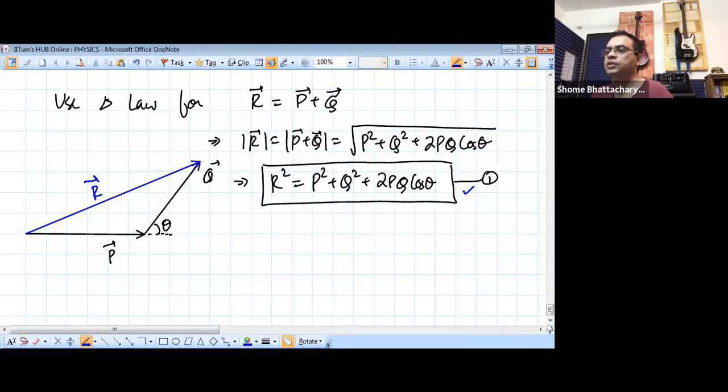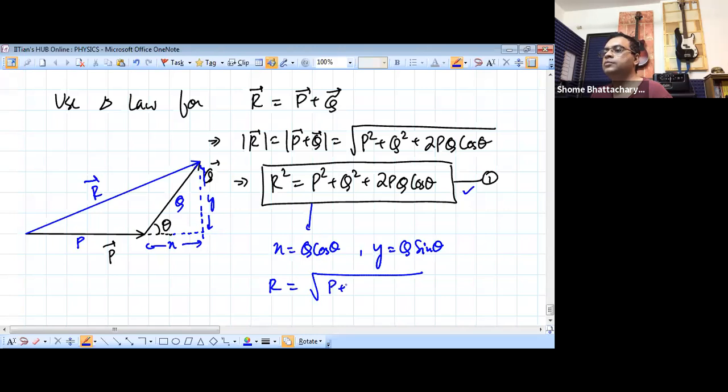And last time we saw how this relation was derived. It was derived by dropping a perpendicular here, taking this side as X, this side as Y, like this. Because this is Q, X was equal to Q cos theta, Y was equal to Q sin theta, and R magnitude became square root of P plus X whole square plus Y square. And on substituting these over here, we got this one. This was the method that we saw last.